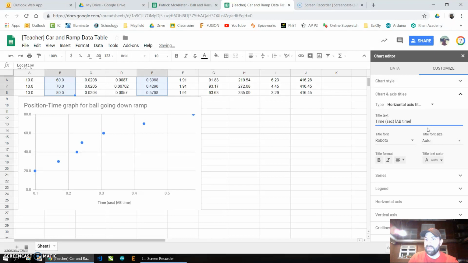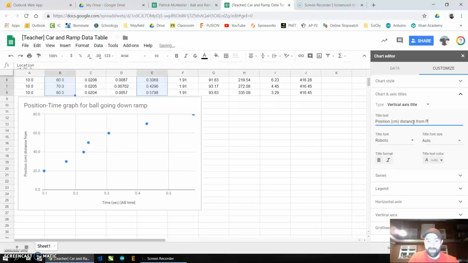Yeah, we're gonna say time in seconds, and then I'm gonna put in brackets AB time, just so that we know. Then my vertical axis, that would be my position, and that would be in centimeters, and distance from PG A, from PhotoGate A, and I might just, for the sake of knowing that that's a note, put it in the brackets as well. But always when you're making these axis labels, you want to be as specific as possible. And so we're doing well there.